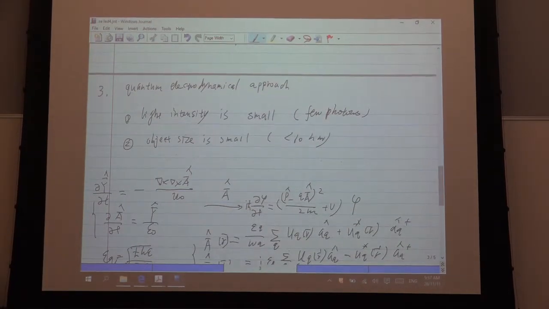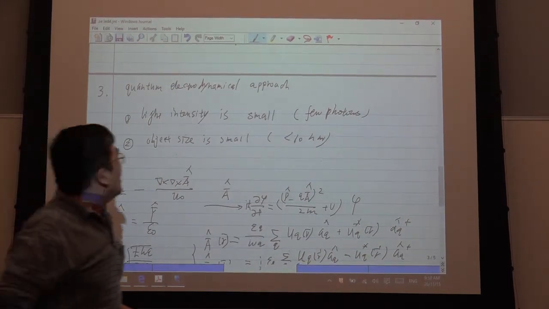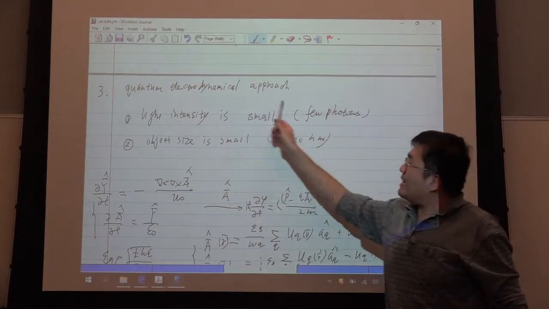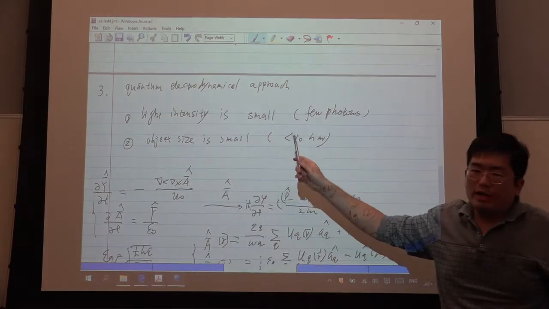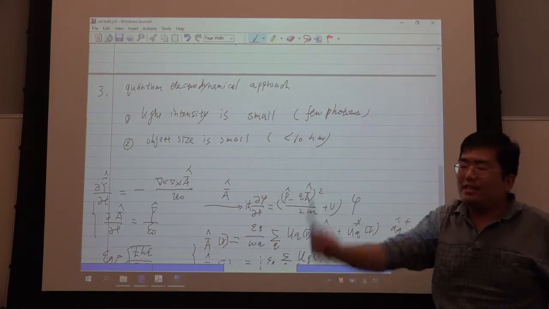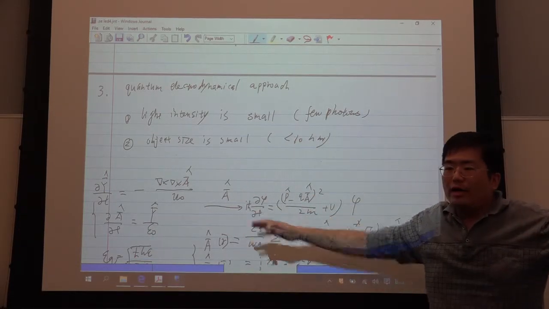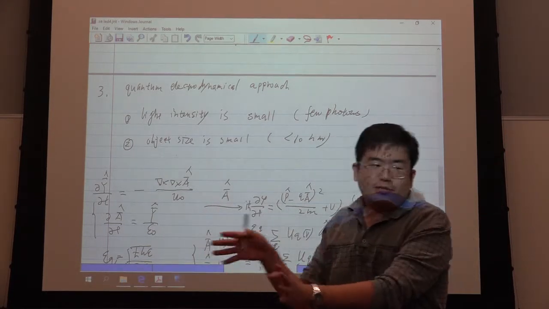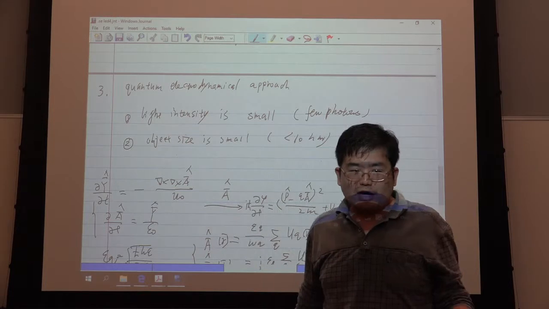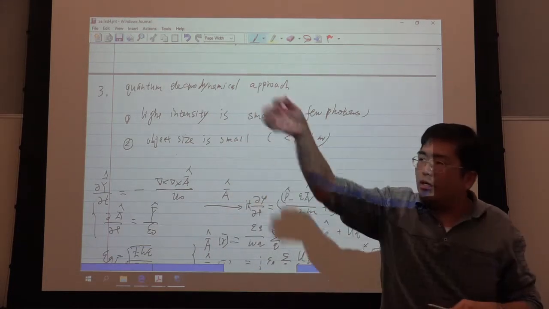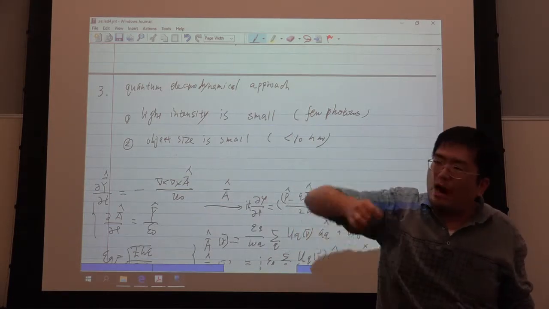The third is called the quantum electrodynamic approach. Why do we need this approach? The object size is still smaller than 10 nanometers, but the light intensity is also small. This is very important. In the semi-classical and classical approaches, the light intensity is strong, so there are many photons that form an EM wave. EM waves can interfere with each other. Assume there is only one photon: it is similar to a particle, with no interference, and it shows some particle features.